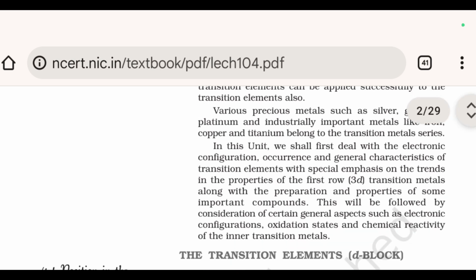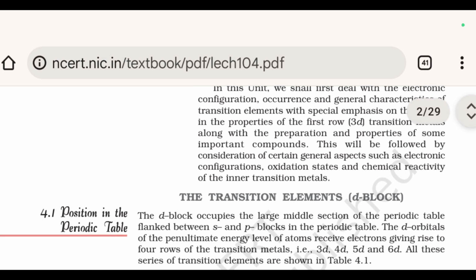In this unit, we shall first deal with the electronic configuration, occurrence and general characteristics of transition elements, with special emphasis on the trend in the properties of the first row transition metals, along with the preparation and properties of some important compounds. This will be followed by consideration of certain general aspects such as electronic configuration, oxidation state and chemical reactivity of the inner transition metals.